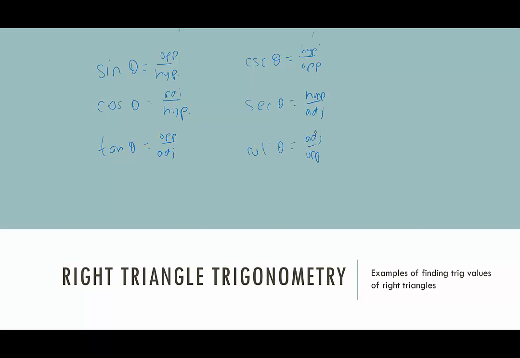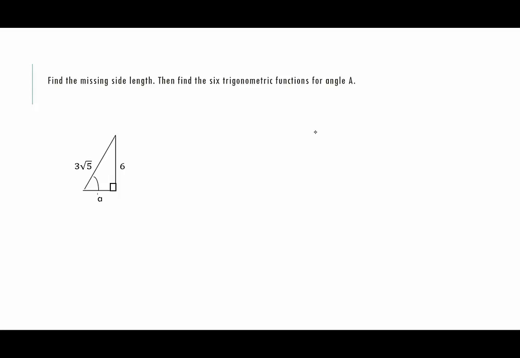So once we know one measure, we can figure out all the other measures based on these ratios, and if we are missing a side, we can always apply Pythagorean theorem to figure out the missing side length. Let's look at some examples. Find the missing side length, then find the 6 trigonometric functions for angle A.